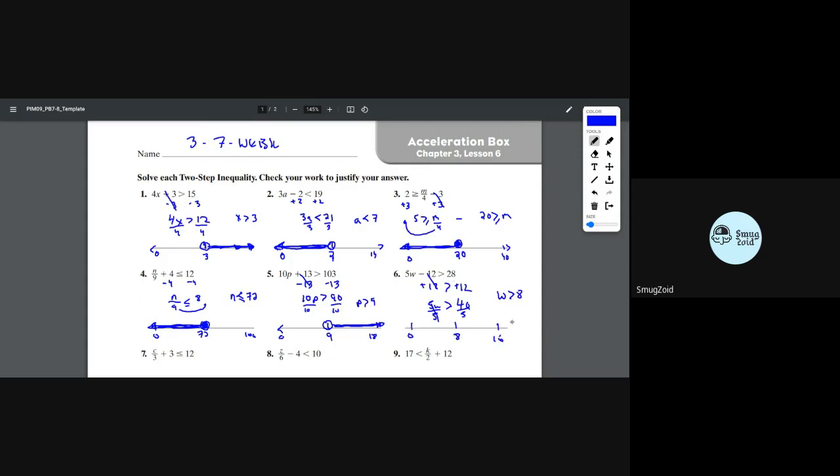Make this 16. And it says it's greater than, but it's not filled in. So I got to go like this. I'll make my arrow go that way. Nice. Cool. All right. That all looks good, right? Let's try the next one.